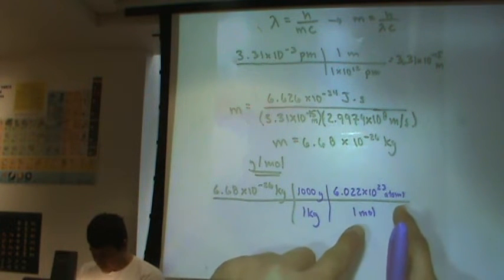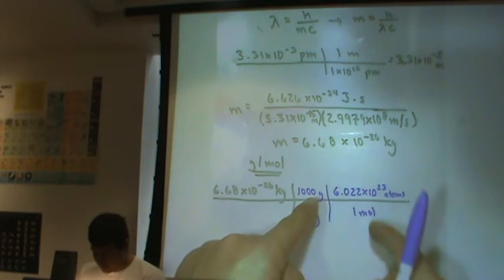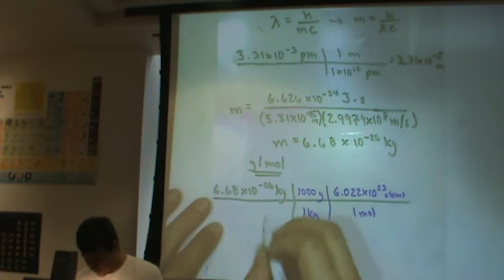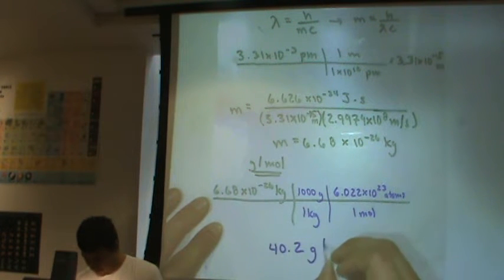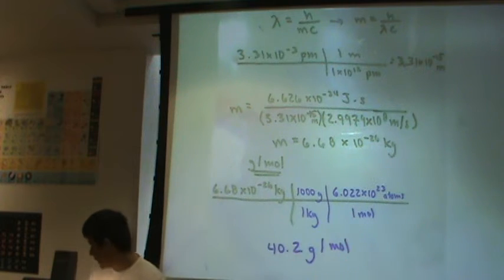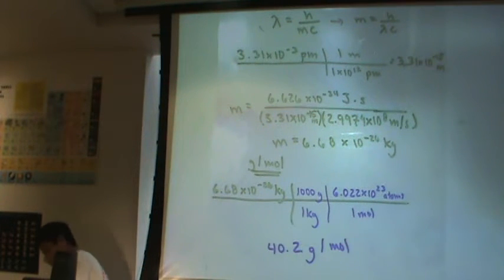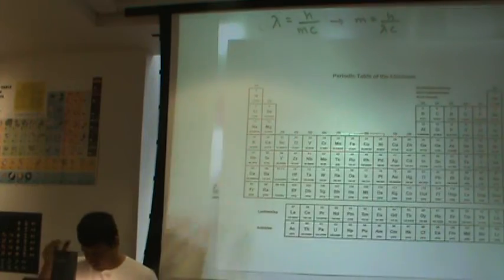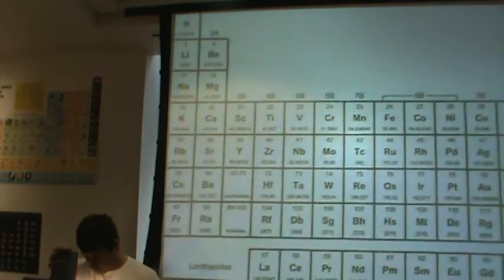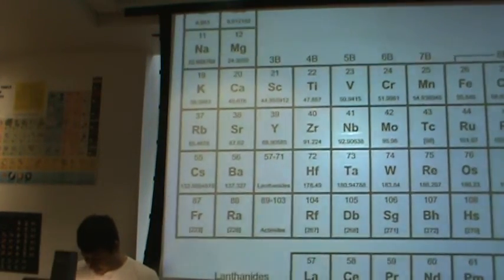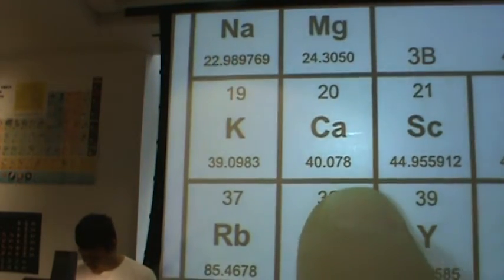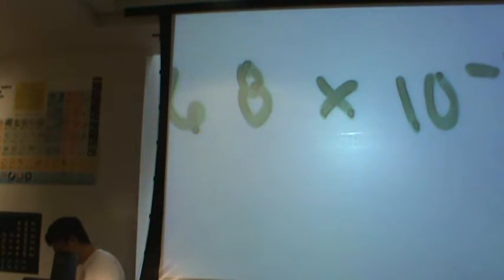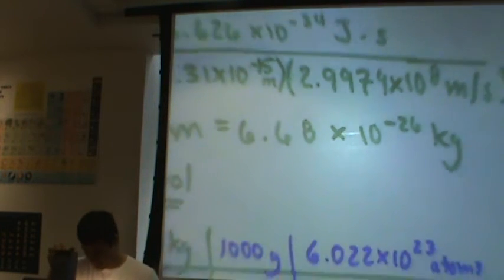And then you'll be left with grams per mole. When you plug this into the calculator, you get 40.2 grams per mole. If you go to your periodic table, the element that has that molar mass, if I can zoom in, is calcium. Calcium is 40.078. So this is close enough to tell us that the element we're looking at is going to be calcium.